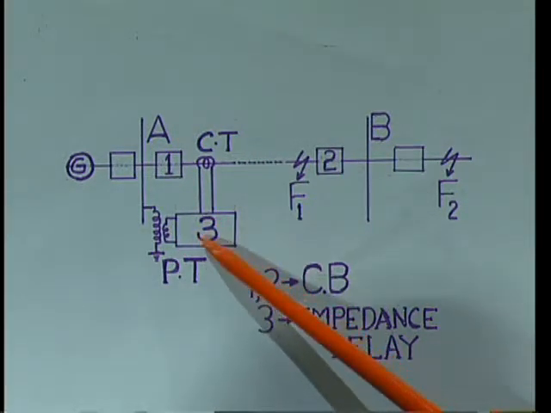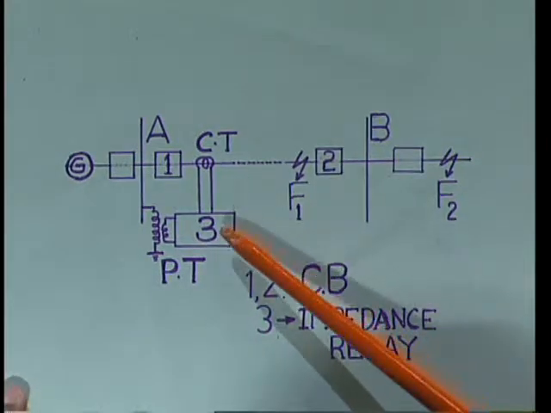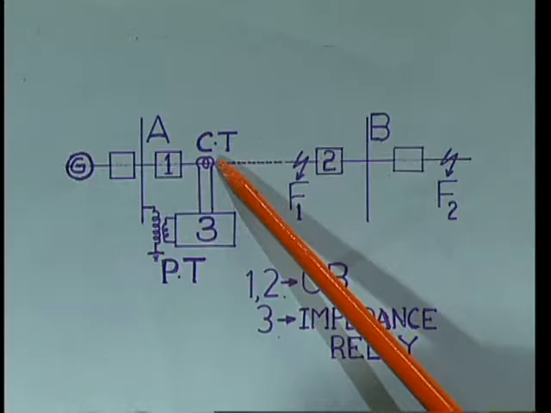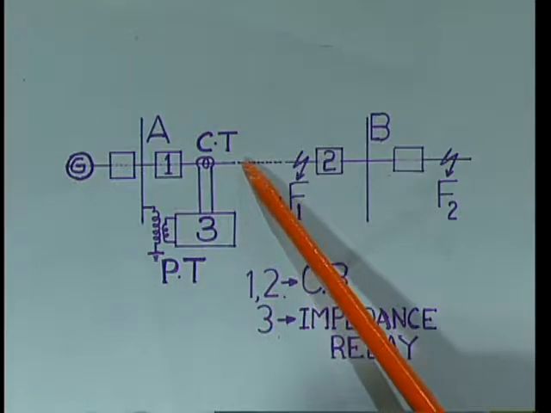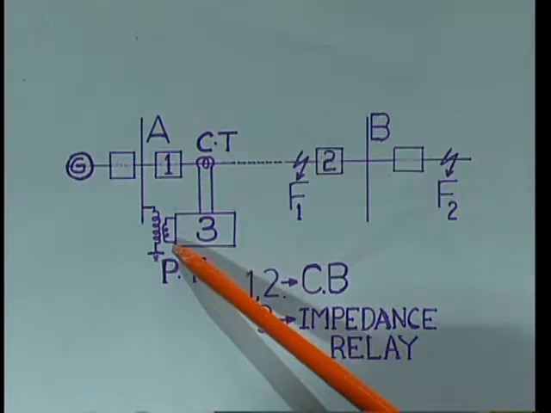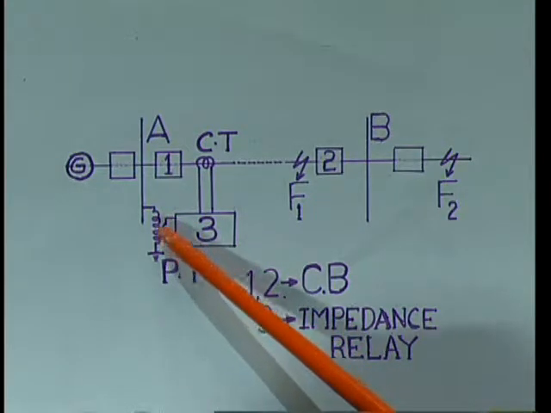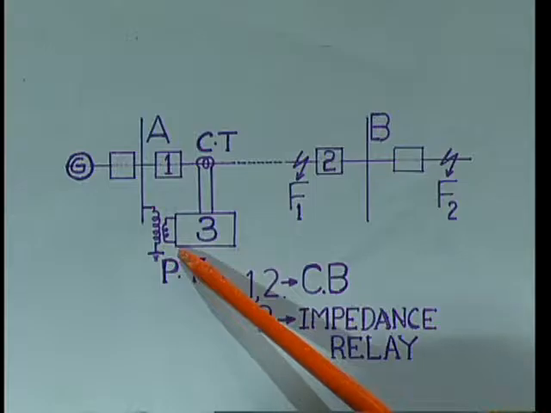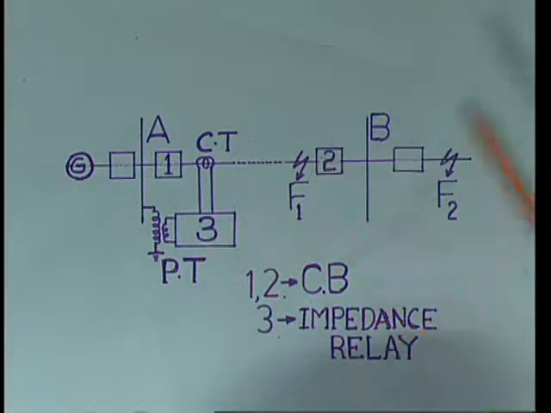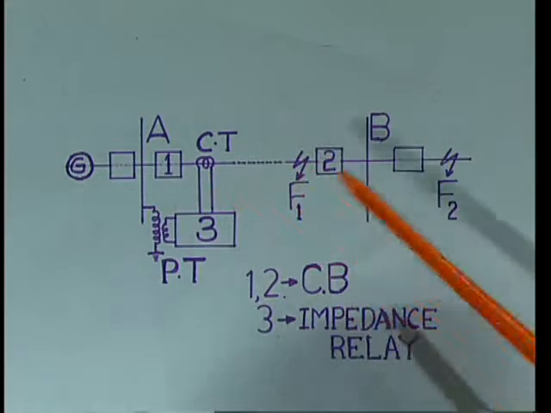Here this is the relay. It is the impedance relay; we call it the impedance relay. Here the CT is connected in series with the transmission line to be protected, and the PT is connected across the line to be protected through the potential transformer. So in this way the relay is connected.